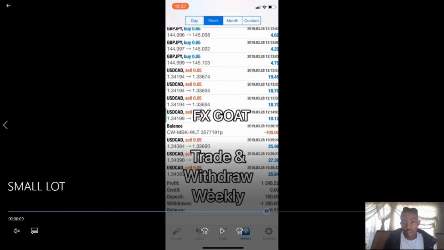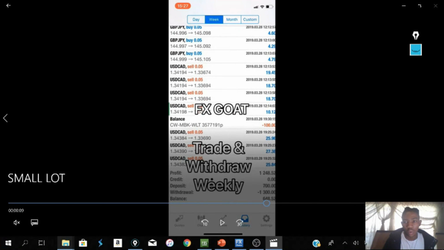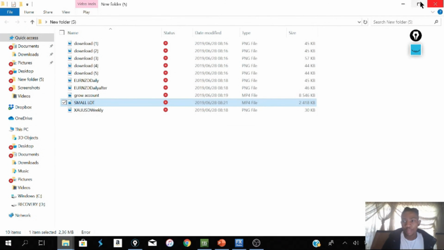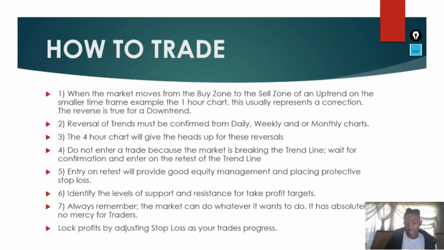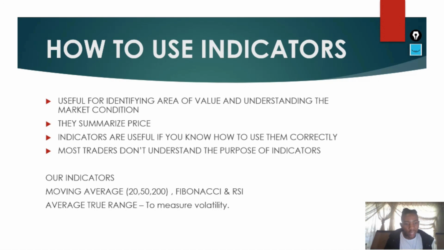The reversal that you saw there, that's the kind of trades we also take. So it will depend on the ones that you want. How you apply the strategy will be basically up to you. So now the indicators that we use: the moving averages 20, 50, 200, Fibonacci, RSI, and the ATR, which is average true range. We use them to measure volatility. I'm going to cover why we do that.